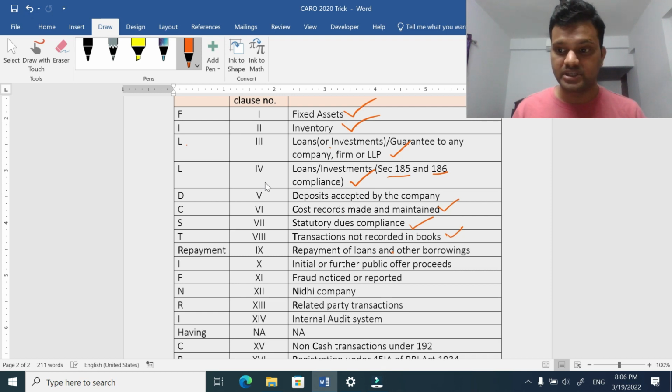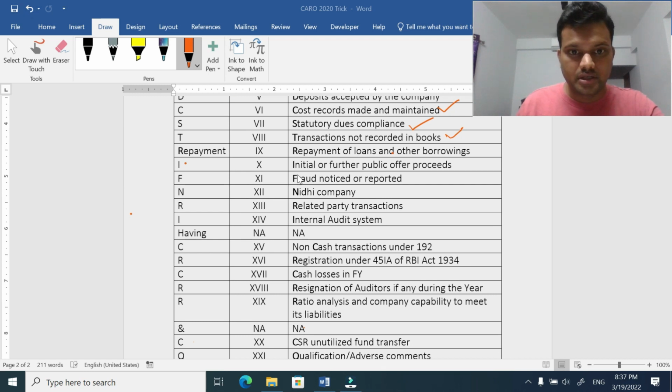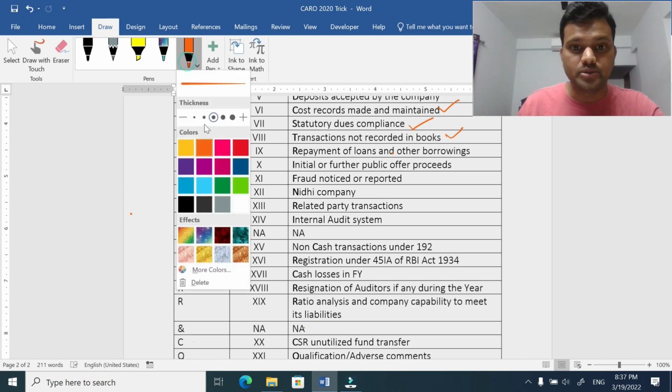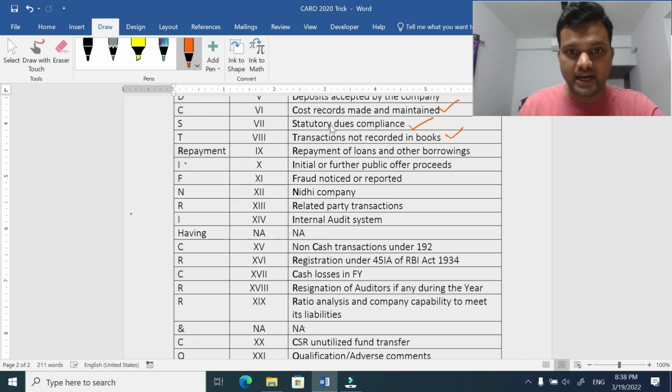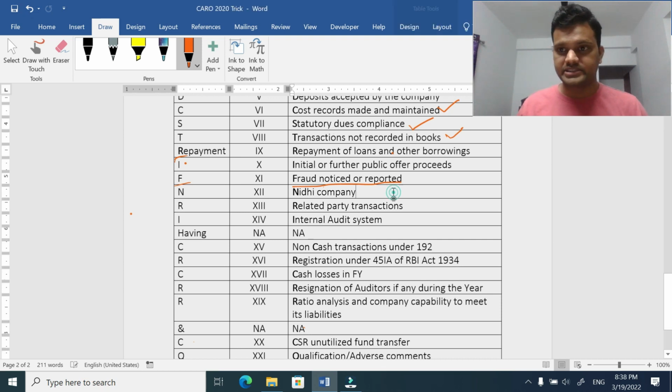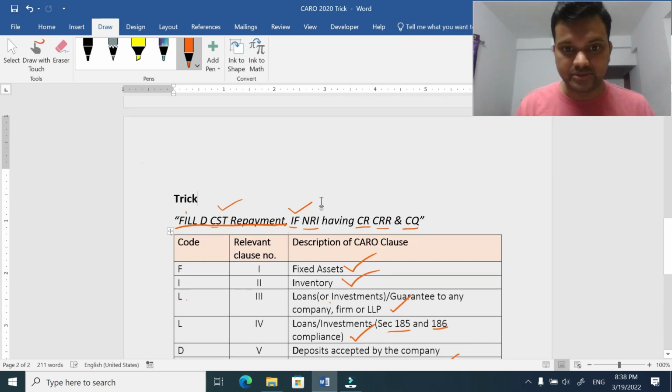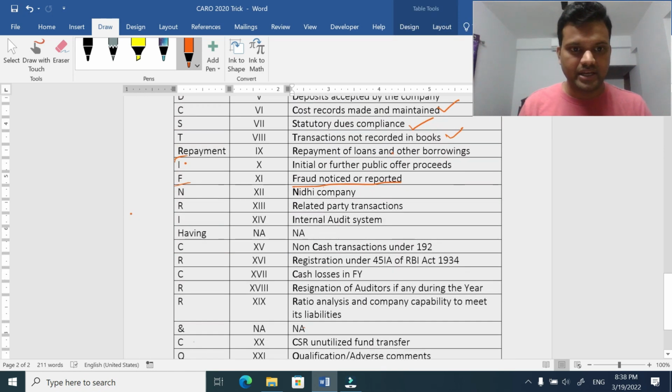Then what is the next word? If. I means initial or further public offer proceeds, and utilization of the same. That is the word I. Then F is fraud noticed or reported during the year. That is about the F. Now we have completed the word if here. Then what is the next word in the statement? Let us see. The next word is NRI. What is the meaning of this? NRI.